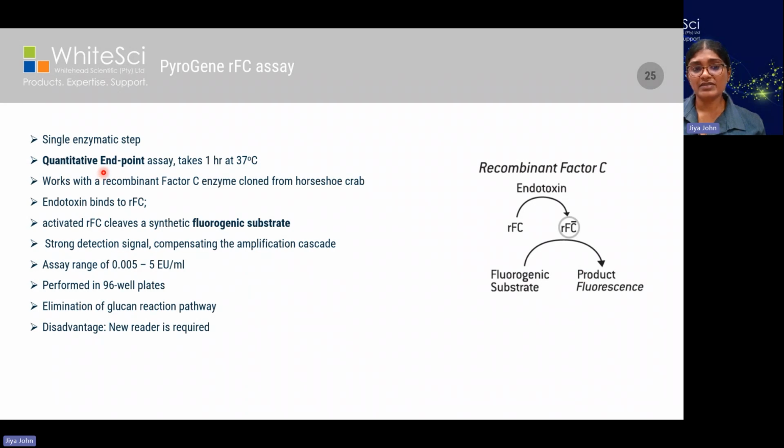So the difference between the traditional lab assays and the RFC assay, one would be that it is a quantitative endpoint assay. So it takes 1 hour. You have to do the reading at time 0, and then after 1 hour, you need to take a second reading. So it's an endpoint assay. And it does provide a strong detection signal, compensating for the amplification cascade that we see with the traditional lab assay.